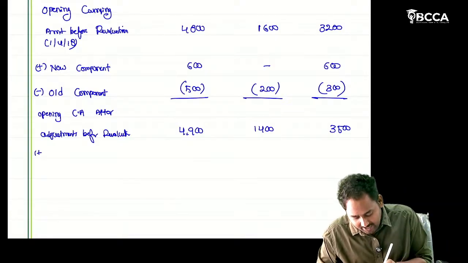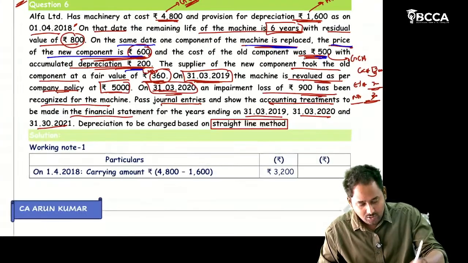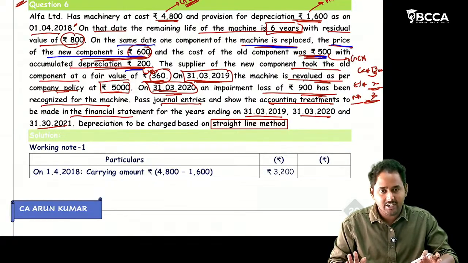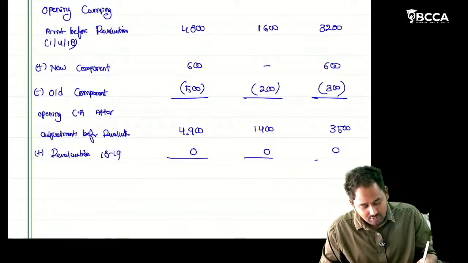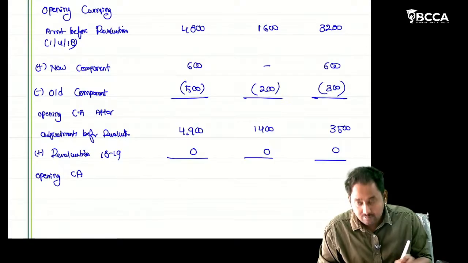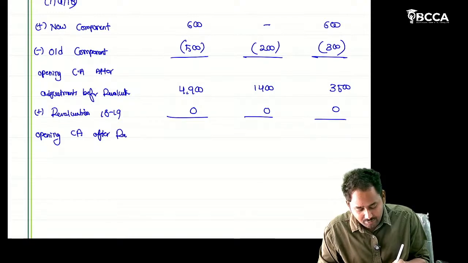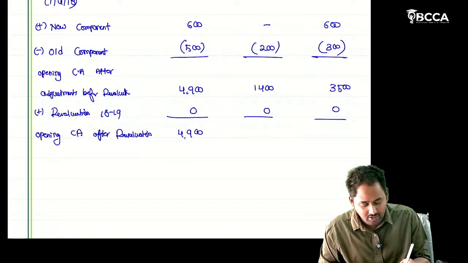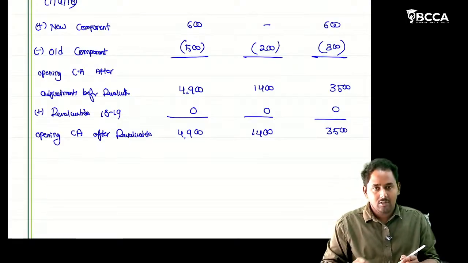Is there any revaluation adjustment during 18-19? There is no revaluation during 18-19. So 0, 0, 0. Then I got the opening carrying amount. The opening carrying amount after revaluation is also the same. Okay, 4,900, 1,400, 3,500. And what is the next aspect?